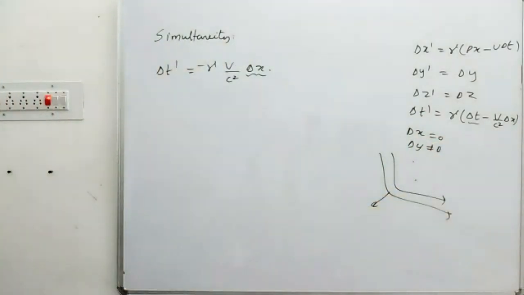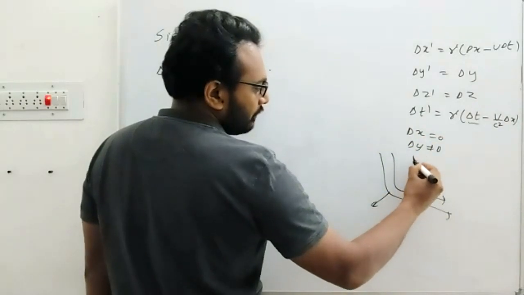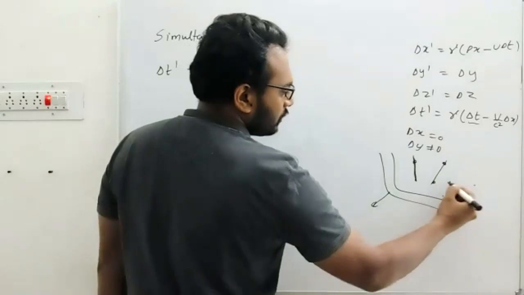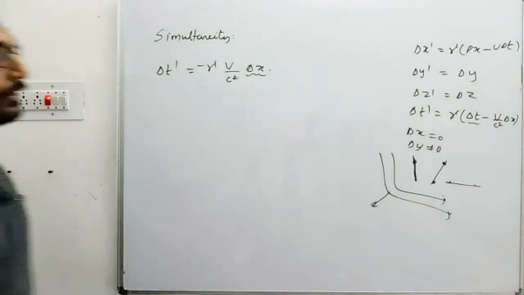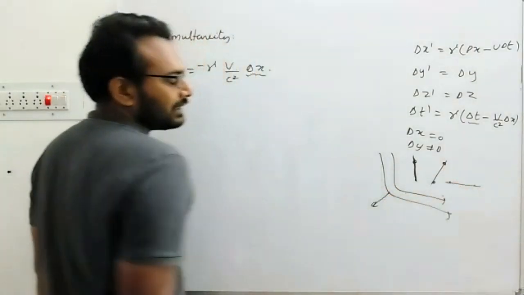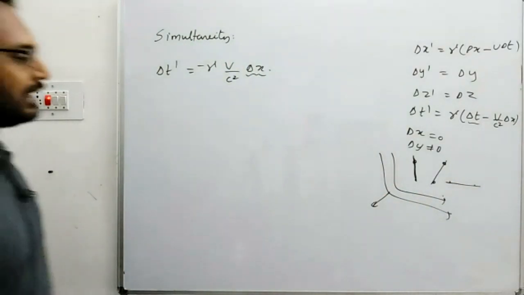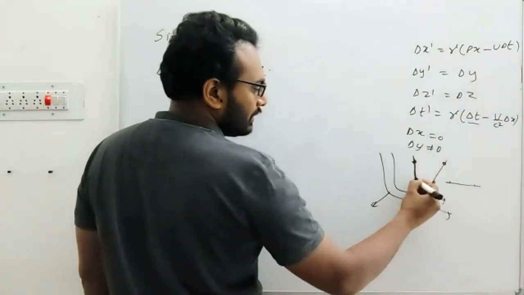So if you draw a line joining the two events that you're talking about, and if this line has no component along the direction of the velocity, then simultaneity is preserved. People would agree that these two events are simultaneous.